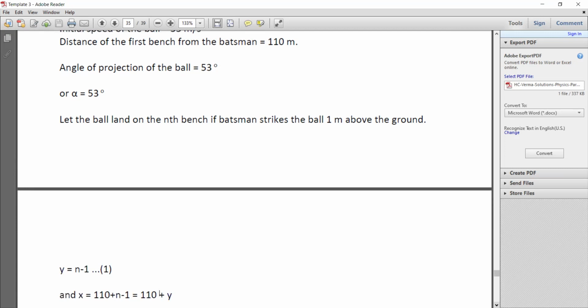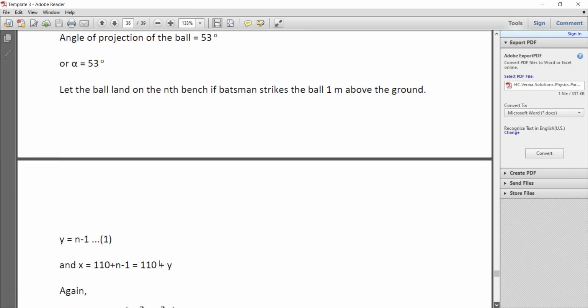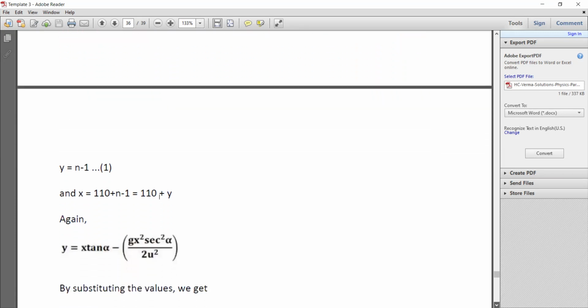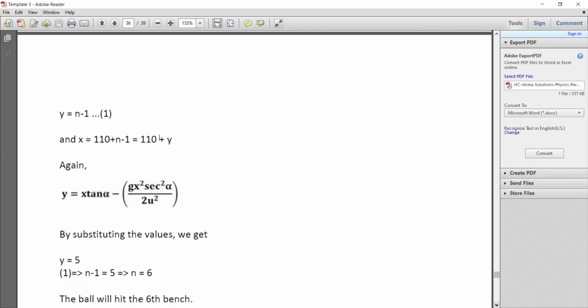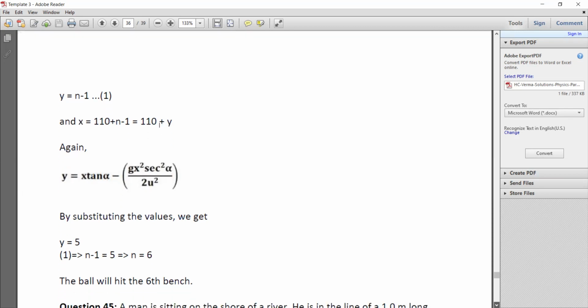Let the ball land on the nth bench if the batsman strikes the ball 1 meter above the ground. y equals n minus 1. Equation 1. And x equals 110 plus n minus 1 equals 110 plus y. Again, y equals x tan alpha minus g x squared sec squared alpha upon 2u squared. By substituting the values, we get y equals 5. Using equation 1, n minus 1 equals 5, which gives n equals 6. The ball will hit the 6th bench.